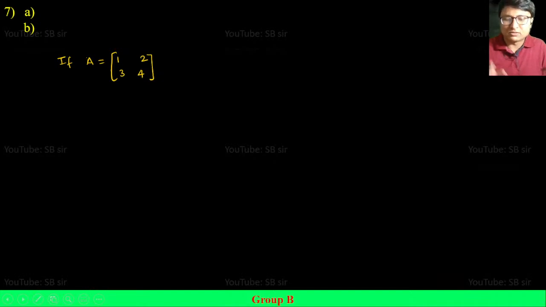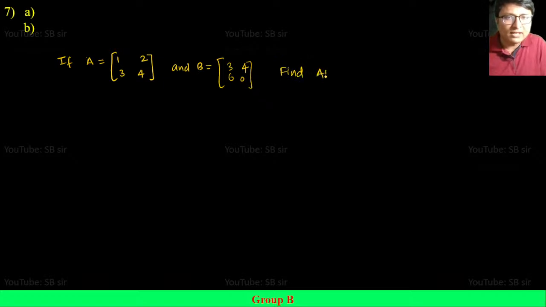It might be like, if A is equals to [1, 2; 3, 4], I suggest you to make notes and practice. A is equals to [1, 2; 3, 4], and B is equals to [3, 4; 6, 0]. Find AB, find the product of the matrix AB. Or you might be asked to find BA also.